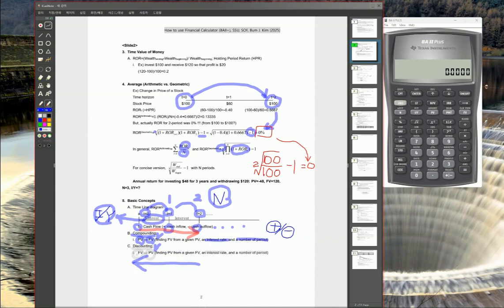From slide 1 and slide 2, we discussed basic concepts and the basic instructions. From the next slide, we are going to start the actual calculations of the time value of money.